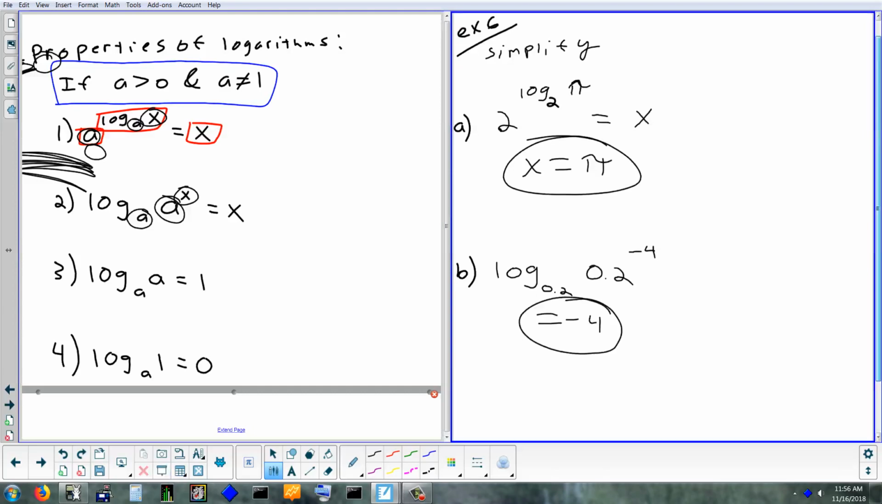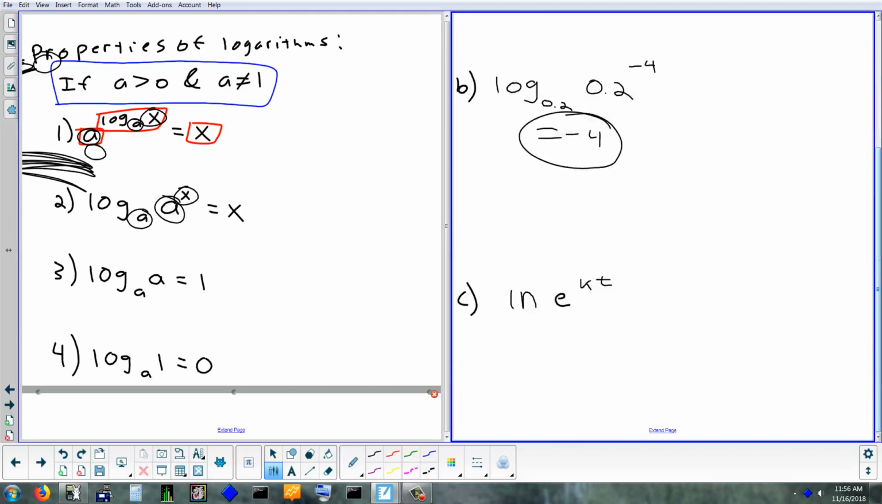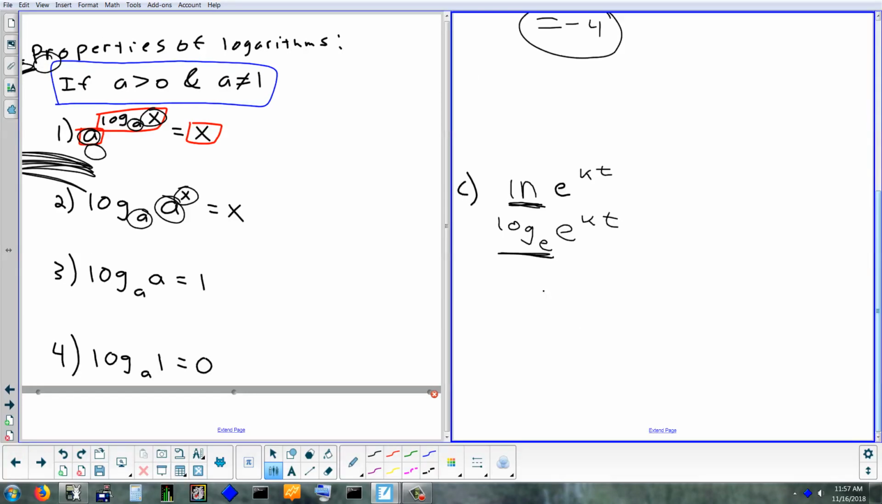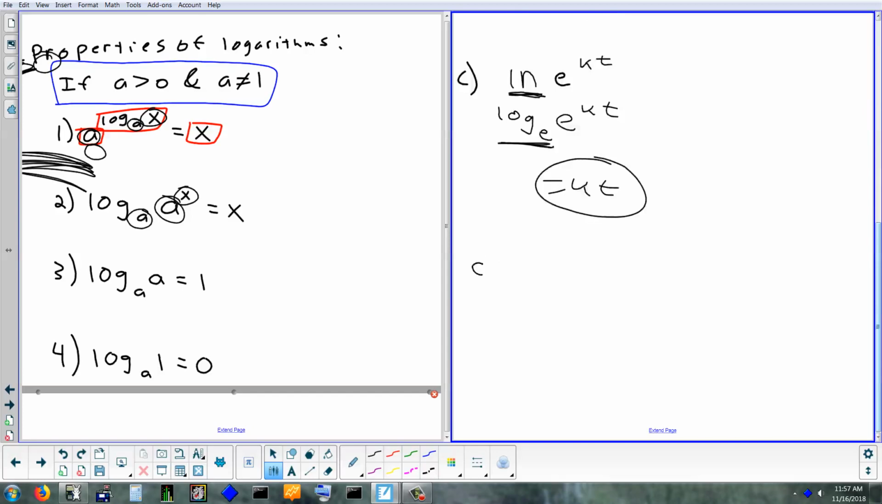Okay, let's look at this one. This one looks a little different, but it is one of the properties. If you remember something about ln, how can you rewrite ln so it's showing the base that it's hiding? Yep. Log base e. Just replace that part. Now copy the rest of it down. e to the kt. It's the same property we just did before. Bases match. So what's the answer to C? kt. Whatever k times t is.